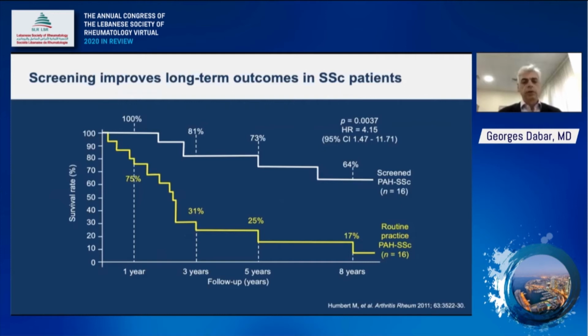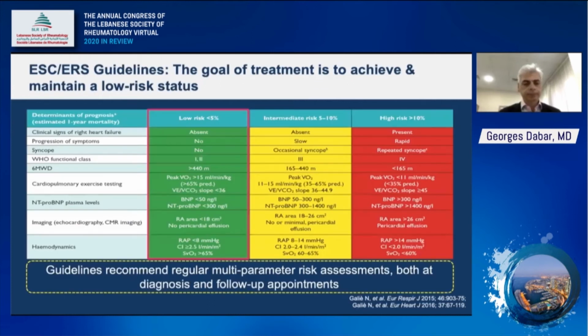Screening improves long-term outcome in scleroderma. This is looking at routine practice and then the screening group, looking at two cohorts, and the patients who were screened had better 8-year survival compared to the patients that were not screened, because they are, as we said earlier, picked up at the worst functional class, like 3 and 4, where you have more morbidity and mortality.